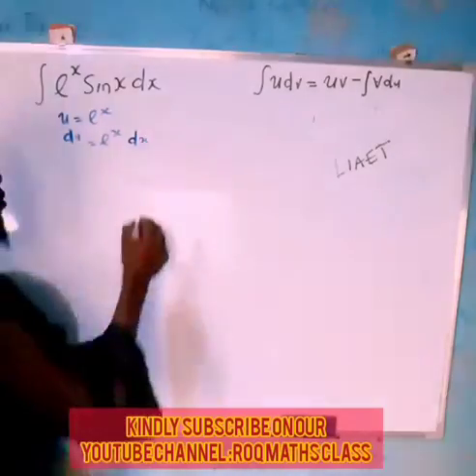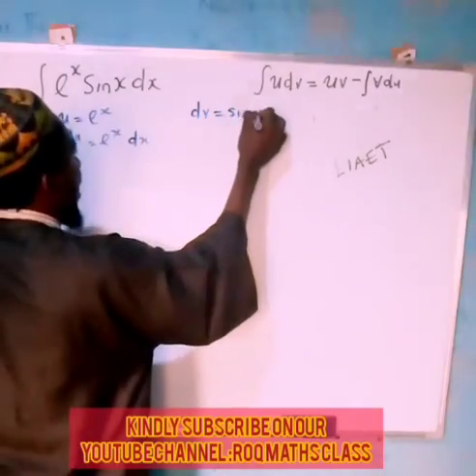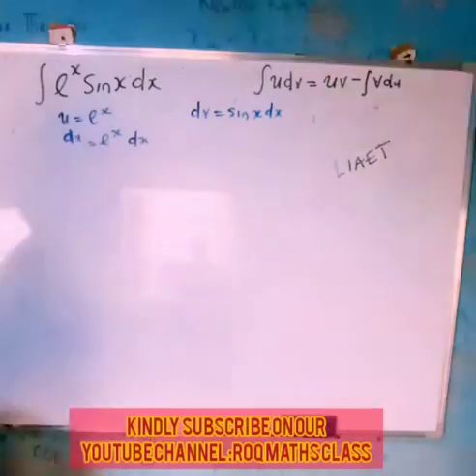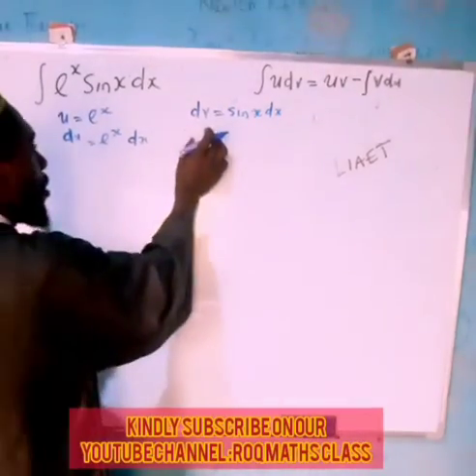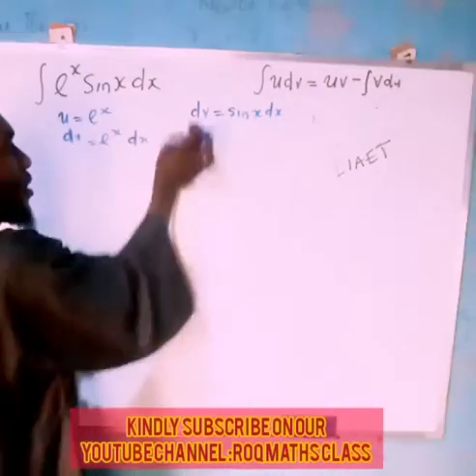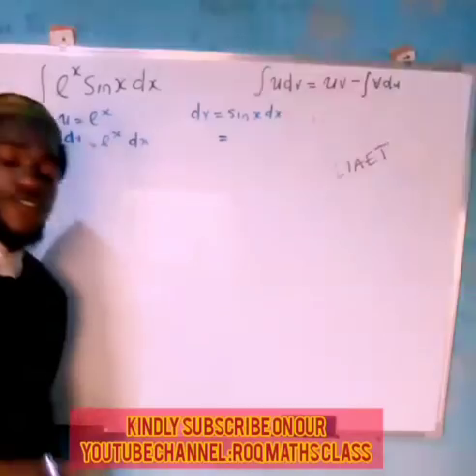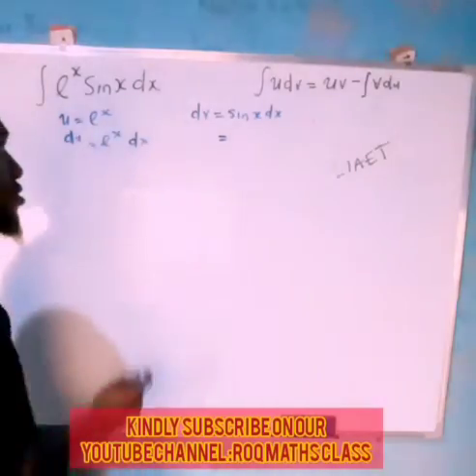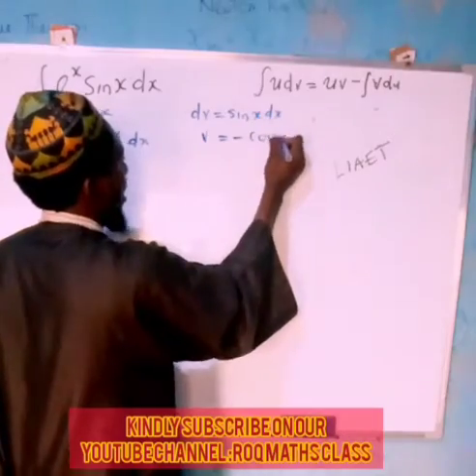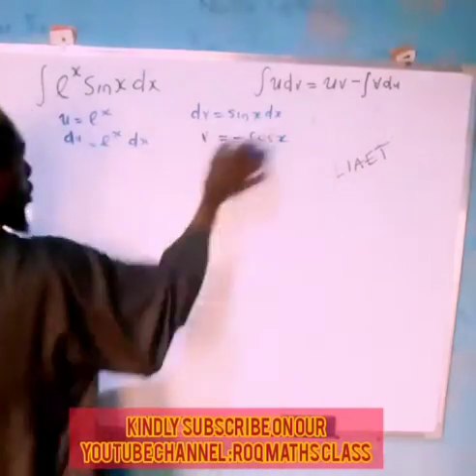Now let's move to our dv. Our dv is sin x dx. Now by integrating this, what am I going to have? When you differentiate this, that is your du, while this your dv you integrate. If I integrate sine, I'm going to have minus cos. So my v equals minus cos x. Bravo!